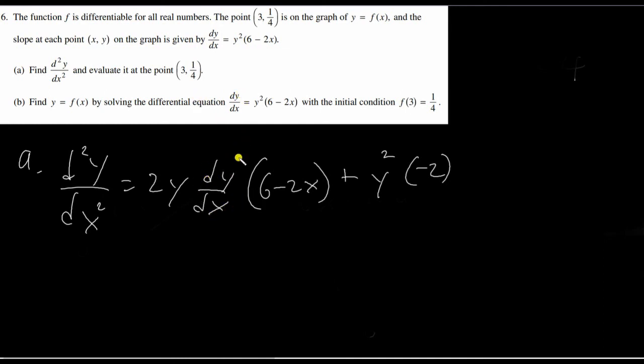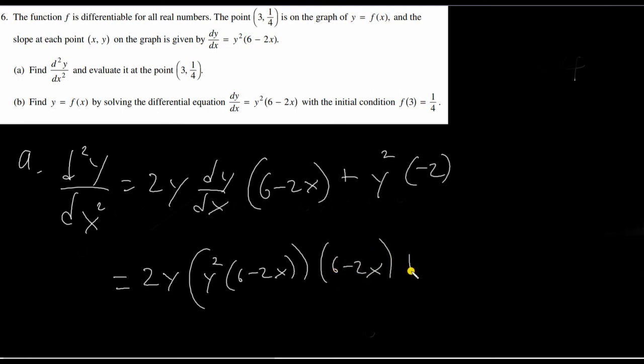I can't plug in a number and get dy/dx, can I? Well, we know that dy/dx is y squared times (6 minus 2x), right? So I can take that and plug it in for my dy/dx. So 2y times y squared times (6 minus 2x) times (6 minus 2x) plus y squared times -2.